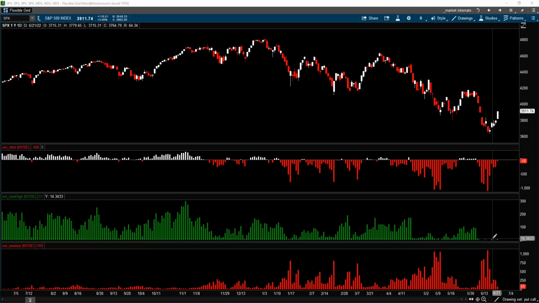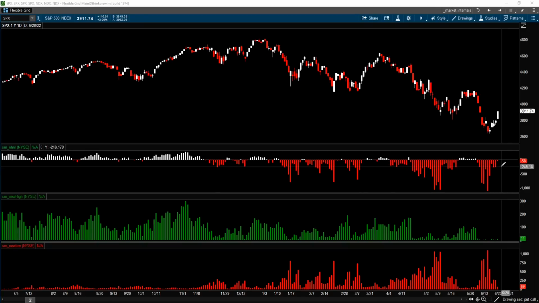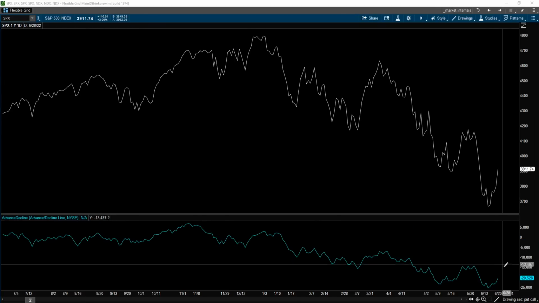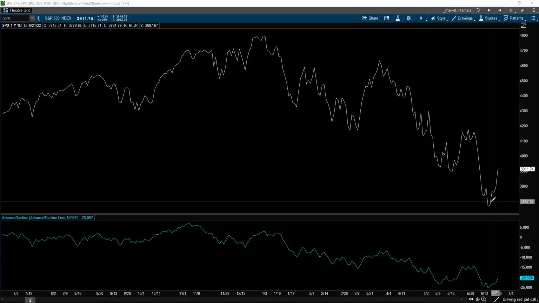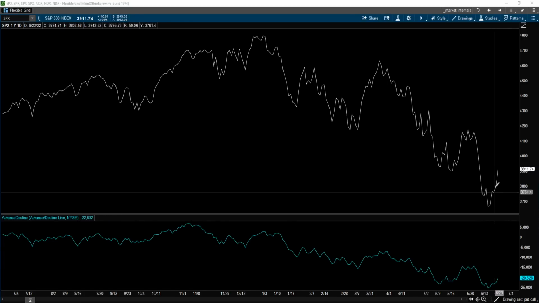And looking at the new high, new low here, we saw on Wednesday it was 267 more new 52-week lows than 52-week highs. And similarly on Thursday, it was 259 more new 52-week lows than 52-week highs. But then Friday finished the week with only 58 more new 52-week lows than 52-week highs. And looking at the New York Stock Exchange cumulative AD line, you see that it's coming off this low here, similarly with the S&P 500.